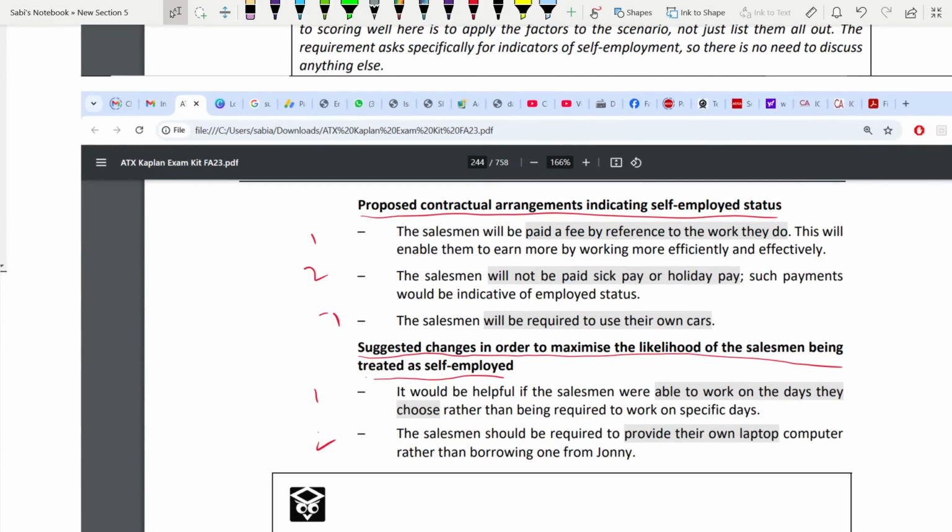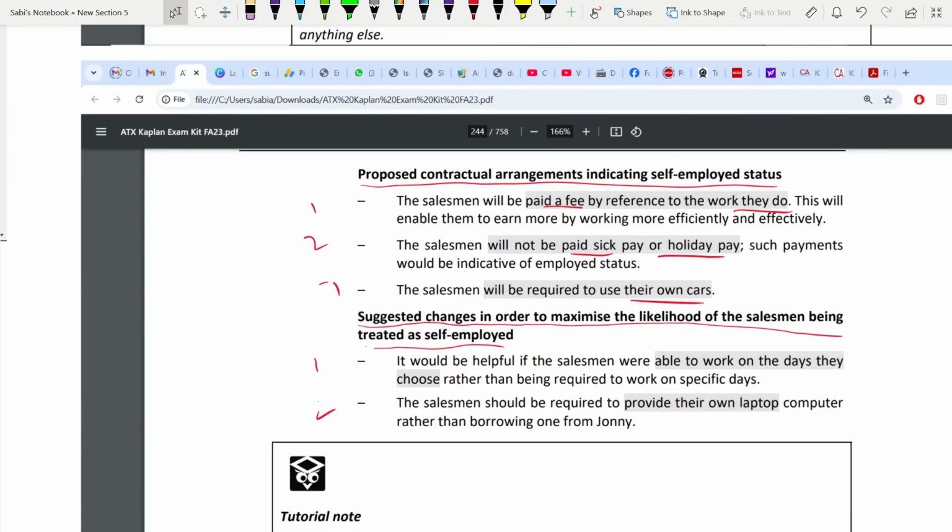So here it is more of a self-employed. Why? Because salesmen are using their own car. Number one. Number two, they are not paid sick or holiday pay. If they would have been paid sick or holiday pay, it would have entitled that they are under an employment contract. Next, they are paid a fee by reference to the work that they do. In an employment contract, you're not paid according to the work you do. You are paid a fixed salary. Okay. So these are the three factors. This is based on the case study. How do you know they're using their own car? Given in the case study.